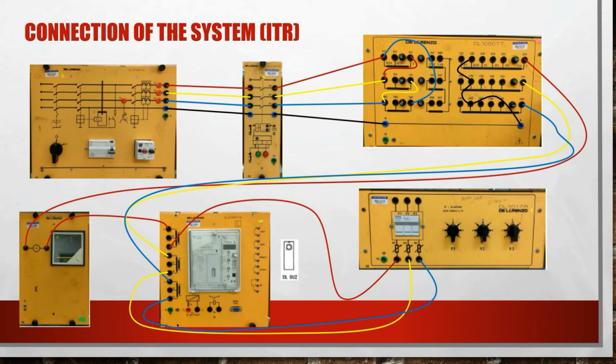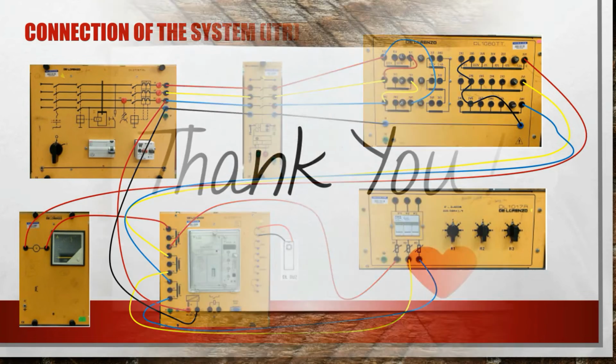The other thing is the relay needs to be supplied with power, so the connection of supply can be taken from the L3 and neutral at the three-phase supply and connect to the relay. And the last is connect the buzzer. So this is the connection system of ITR. I think that's all. Thank you.